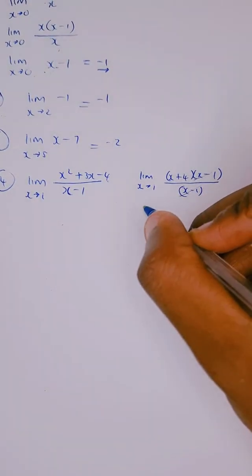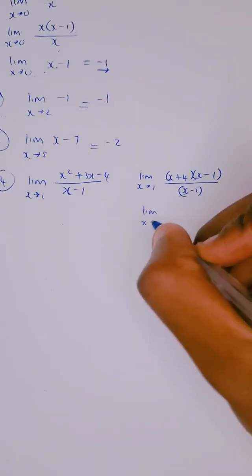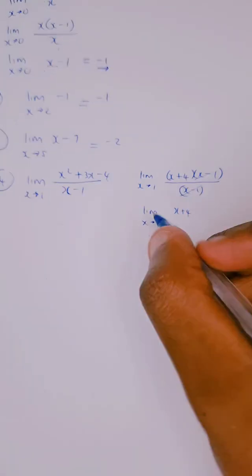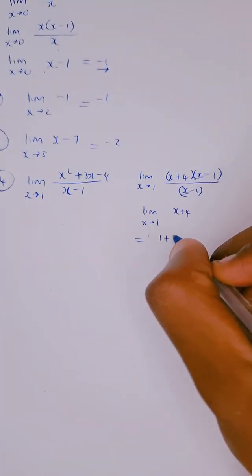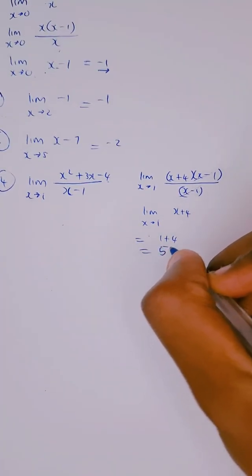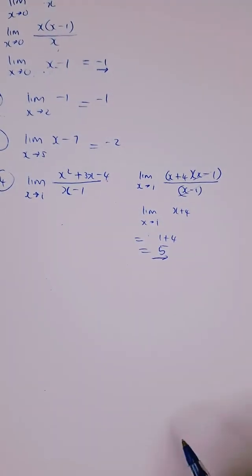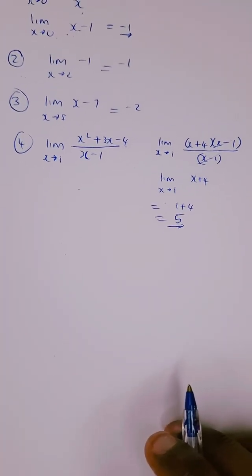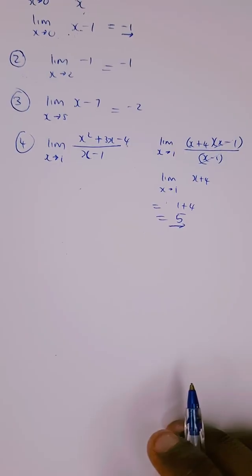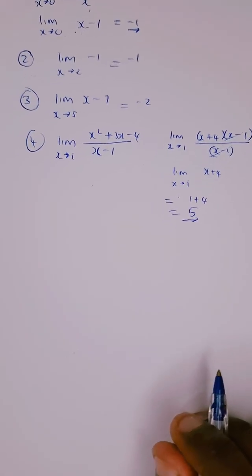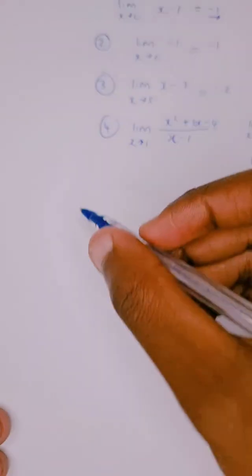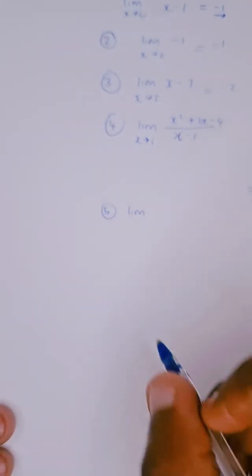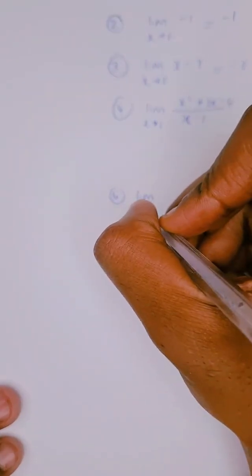We cancel, and the limit as x approaches 1 of x plus 4. The substitution happens right there. 1 plus 4 gives us 5. Good job, Ada Zion. So we basically get the limit of x plus 4 as x approaches 1 is equal to 5. Okay. Let's go. We are moving.